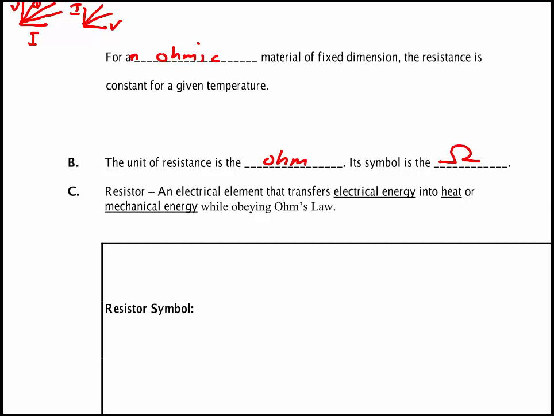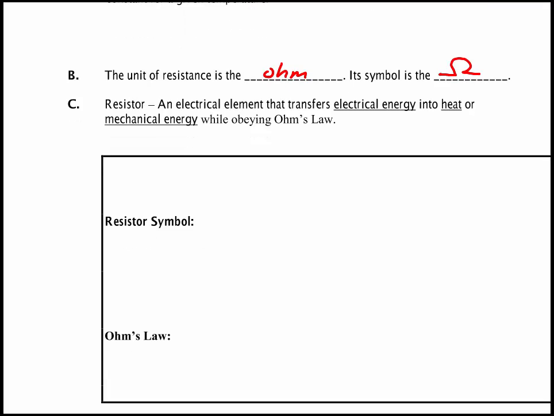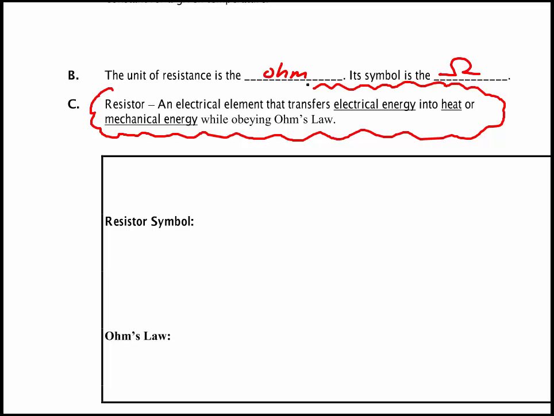A resistor is any element that transfers electrical energy into heat or mechanical energy while obeying Ohm's law. In other words, we had capacitors. Capacitors try to store energy. We have batteries that give energy to a system. We'll find later we have inductors which store energy but store it in a magnetic field rather than an electric field. Resistors are where you convert that energy into something else.